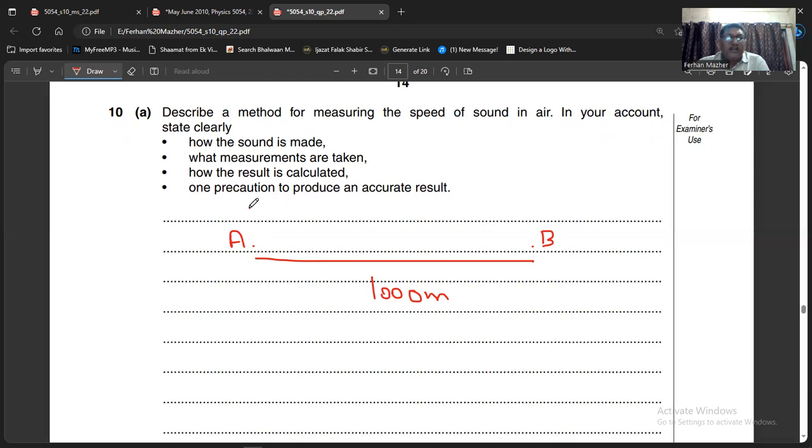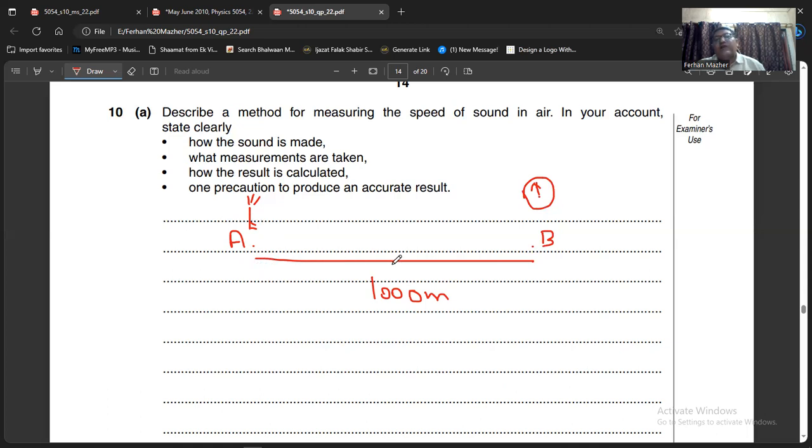And this party A, they will have a flash gun. They will fire a flash. This party will have a stopwatch. When party B sees the flash, they start the stopwatch. And when they hear the bang of the sound, they will stop the stopwatch. So now they have the time the sound took traveling from A to B.